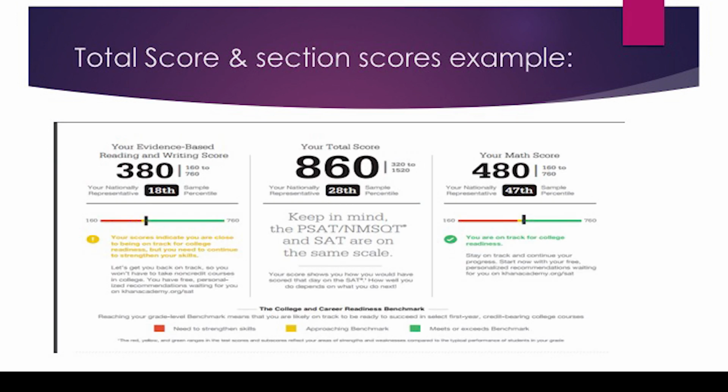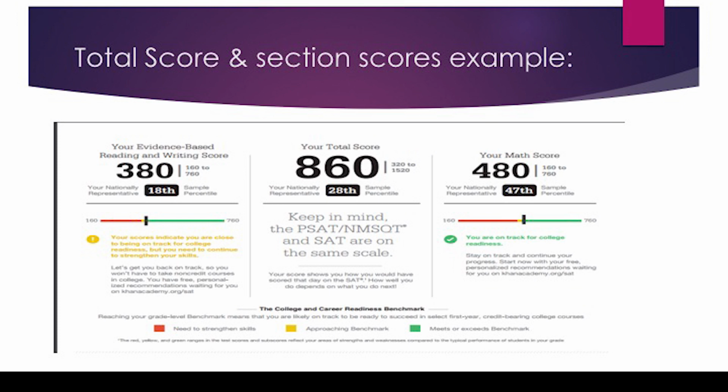When reviewing your section scores, you will see that the evidence-based reading and writing score is listed on the left side of the report. The math score is listed on the right side of the report, and your total score is listed in the middle. You will also notice that each score you earned is written in very large font for easy reading. This score is called a standard score. Under your standard score, you will see your percentile score.